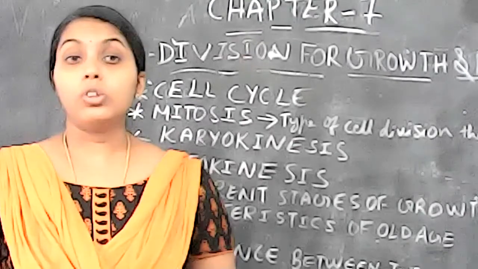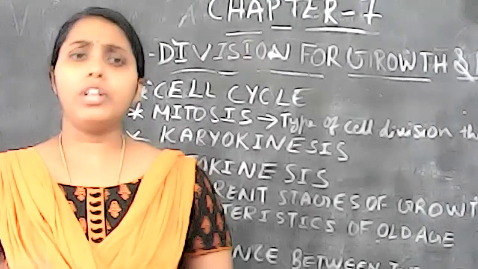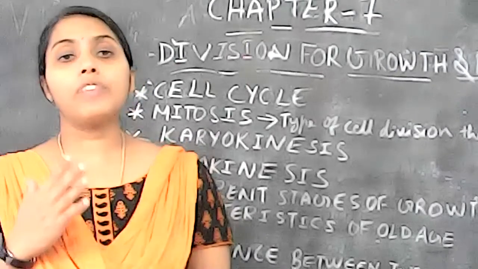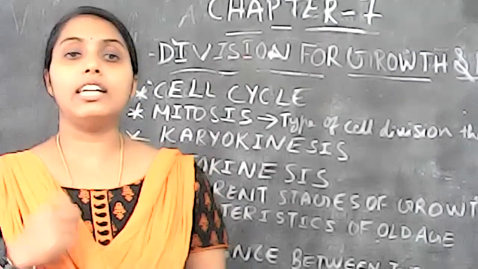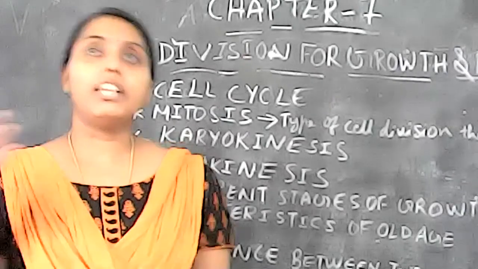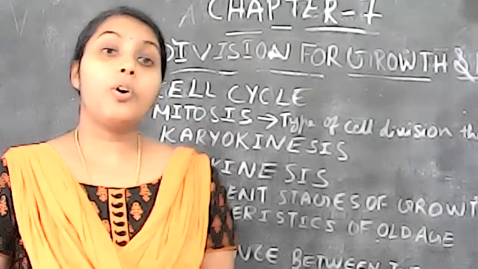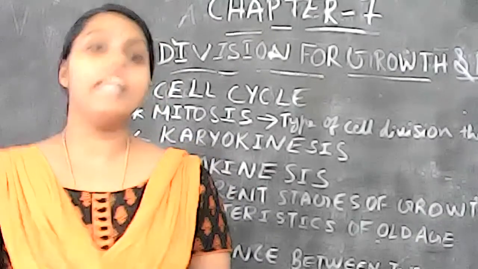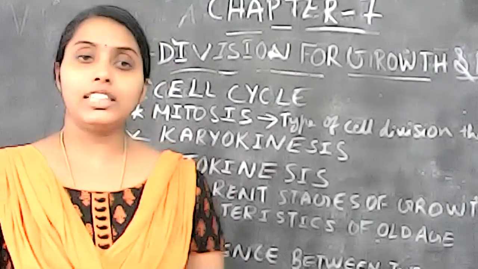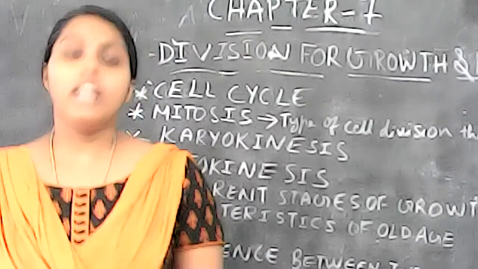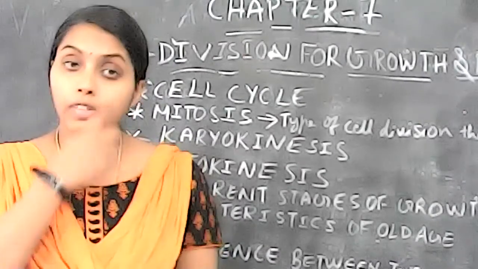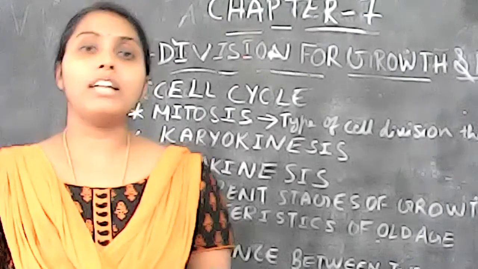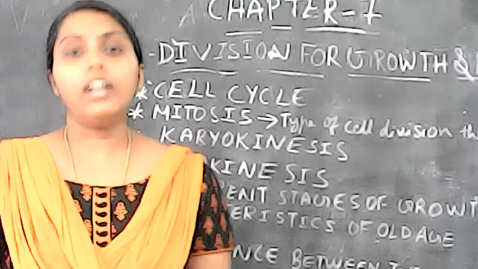Then we have discussed the difference between the growth of plants and animals. Animals cannot grow throughout their life. They can grow only up to a certain stage of their life. And the growth of animals is not localized in any part. But in the case of plants, they can grow throughout their life, and their growth is localized in some parts of the plant. Why are plants growing throughout their life? Because of the presence of meristematic tissue, plants are able to grow throughout their life.